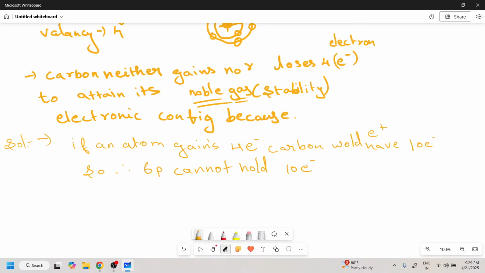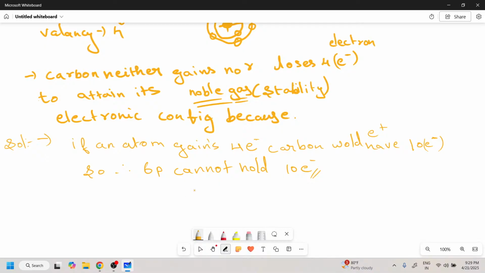So if an atom gains 4 electrons, carbon would have 10 electrons. It is E minus, don't get confused. 10 electrons. So therefore 6 protons cannot hold 10 electrons. So this might have been understood by you guys. Once I go further, it can become complicated. I can teach you playfully. This class is going to be playful. I'm damn sure it's going to be playful.